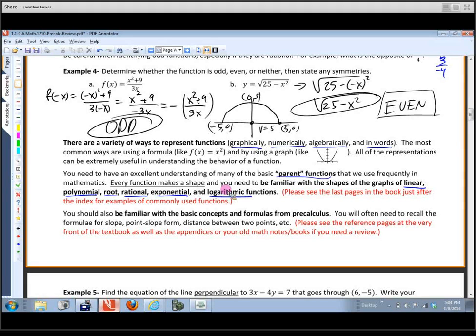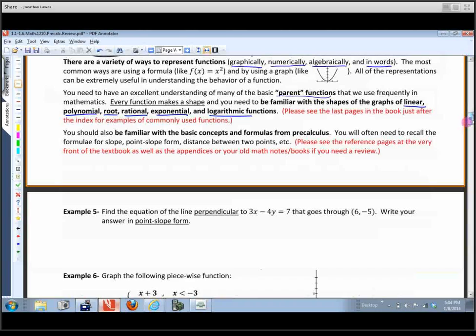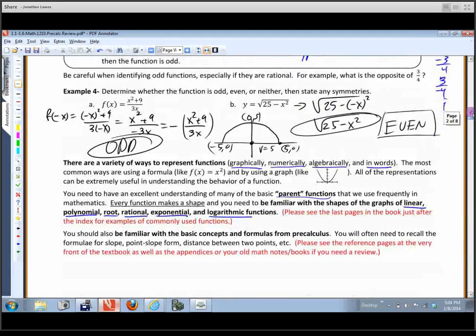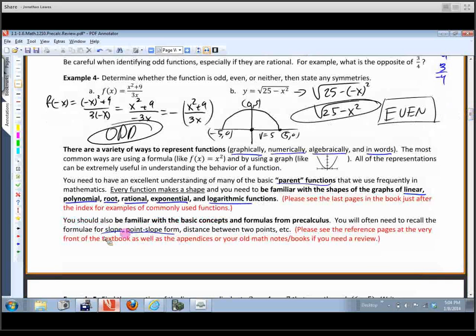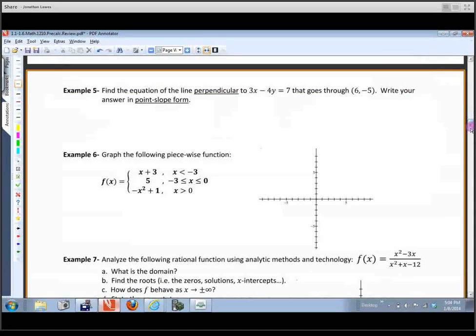And you also need to be familiar with some other basic concepts and some formulas from pre-calculus. So things like point-slope form of a linear equation. You're going to want to know that. You're going to definitely want to know how to find the slope between 2 points, or the distance between 2 points, or midpoints, or different things like that. And also to some extent be familiar with volume and area for some typical geometric shapes. And again, there are some things in the front of the book and in the back of the book that can be helpful there. So let's go through and do a couple of examples that will demonstrate these basic ideas that you ought to be familiar with.